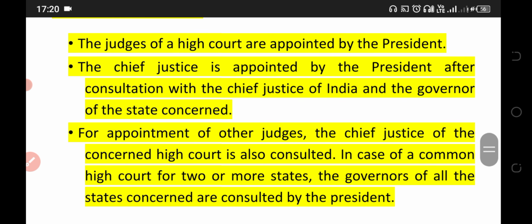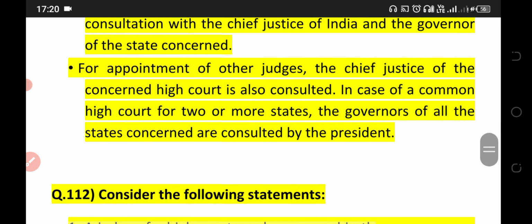Appointment of judges. The judges of the High Courts are appointed by the President. The Chief Justice is appointed by the President after consultation with the Chief Justice of India and the Governor of the state concerned. For the appointment of other judges, the Chief Justice of the concerned High Court is also consulted. In the case of a common High Court for two or more states, the Governors of all the states concerned are consulted by the President.